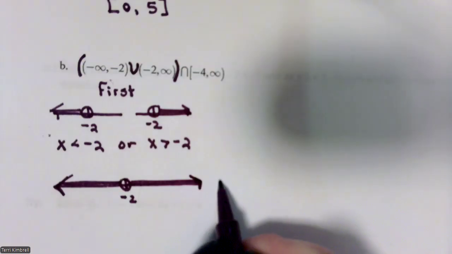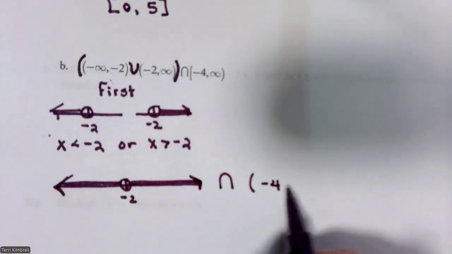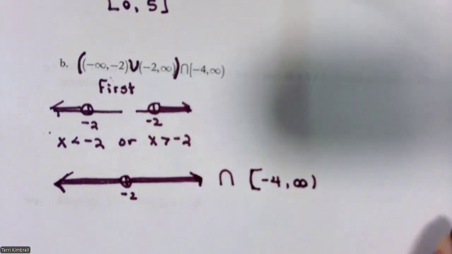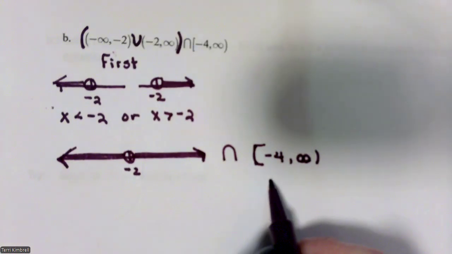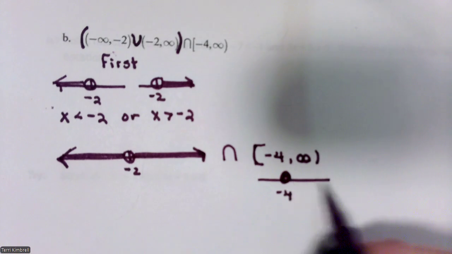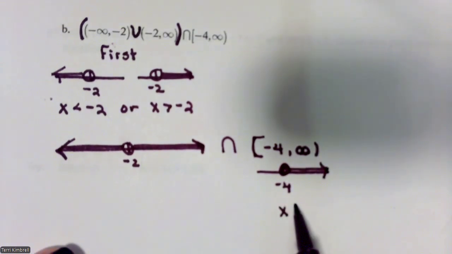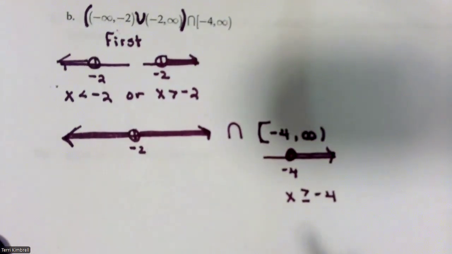Okay. Now I need to look at that compared to a bracket on -4 to infinity. So this would be from -4 to infinity, a closed to the right, which is greater than or equal to -4.